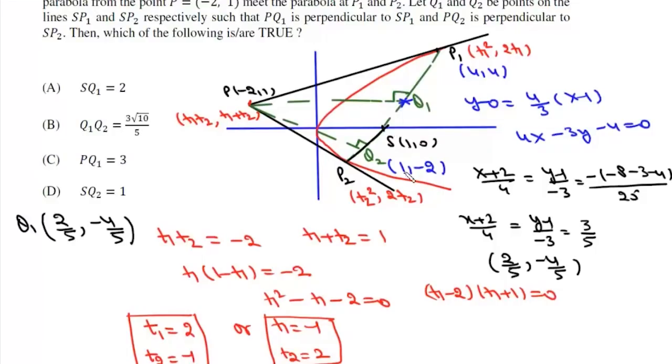Now, we will find the equation of SP2. Basically, both the x coordinates are 1, so its equation is simply x equals 1. So, for Q2, the x coordinate is 1. Now, this line is parallel to the y-axis, so the perpendicular will be parallel to the x-axis. So in this case, its y coordinate will also be 1. So the value of Q2 is (1, 1).